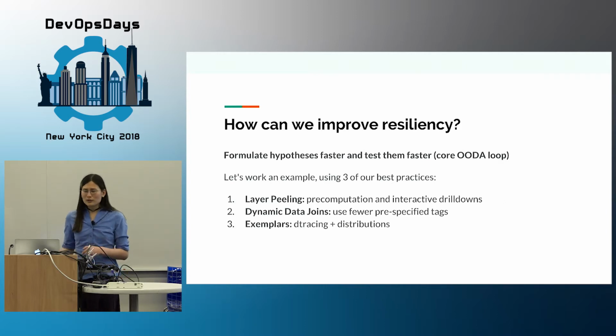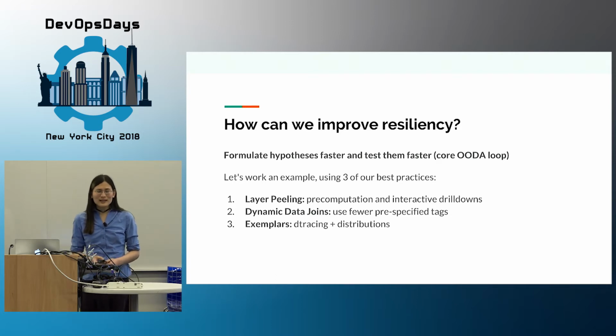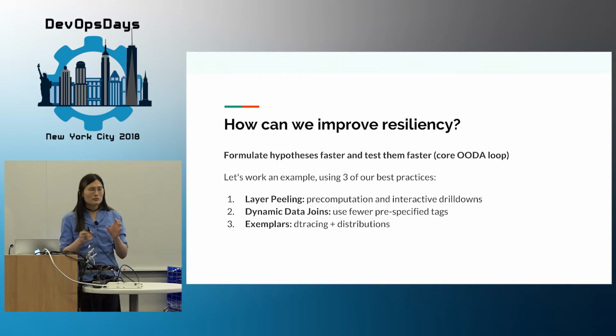So we're going to work a real example that has three key techniques that we're going to demonstrate for you. First of all is layer peeling. Second is doing arbitrary data joins. And finally is the concept of mashing together your distributed traces or high cardinality tags with your distribution data. So those are the three techniques that we aim to demonstrate for you.